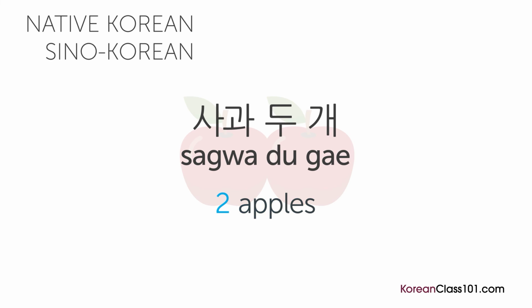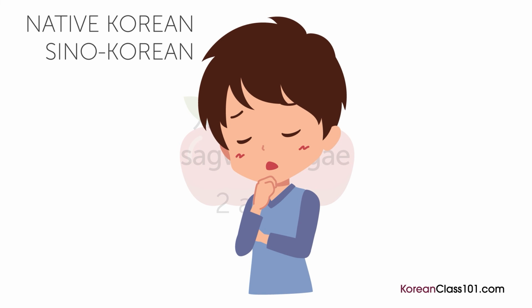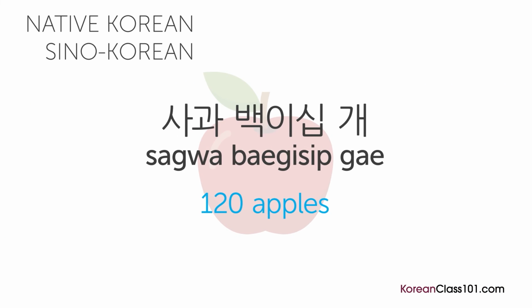Let's say you want to buy 2 apples. Since the number 2 is below 99, you use the native Korean number system. The word apple in Korean is 사과, so 2 apples would be 사과 2개. What if you need a lot more apples? How about 120 apples? Since 120 is above 99, you change to the Sino-Korean number system. So 120 apples in Korean would be 사과 120개.